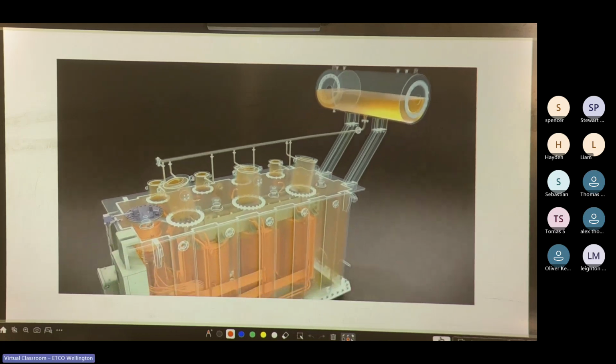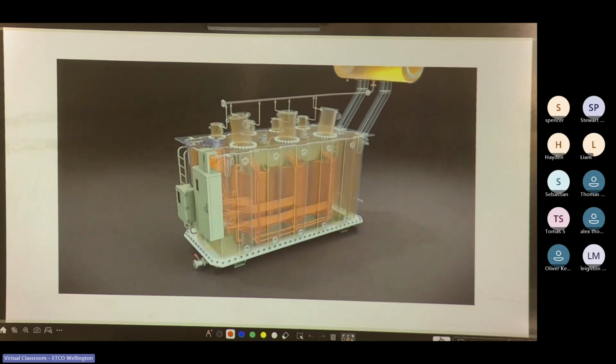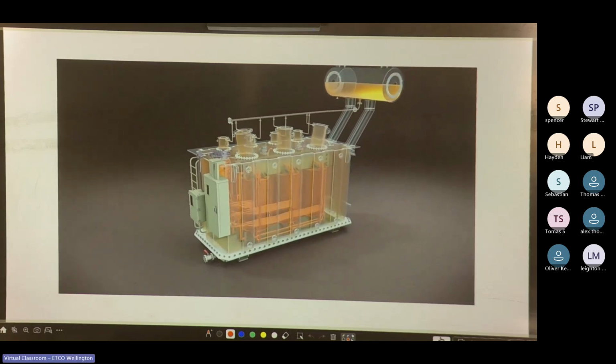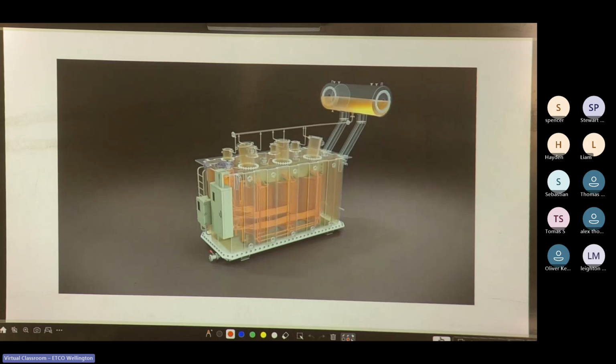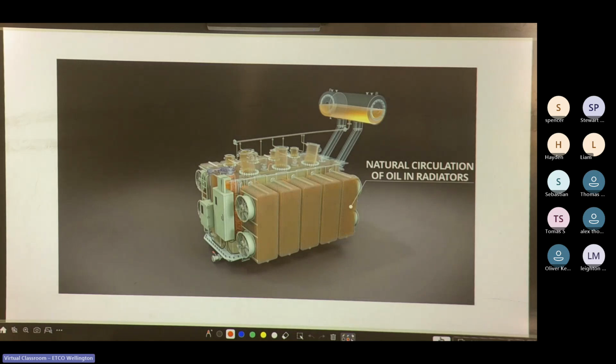Transformer oil plays a crucial role in the operation of power transformers by serving two main purposes. First, its high dielectric strength allows it to function as an insulating medium, preventing short circuits within the transformer. Second, it acts as a cooling medium. During operation, transformer windings generate significant heat due to electrical losses. The oil absorbs this heat and dissipates it efficiently, ensuring the transformer operates within safe temperature limits.